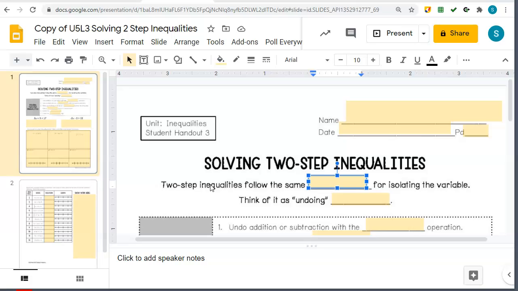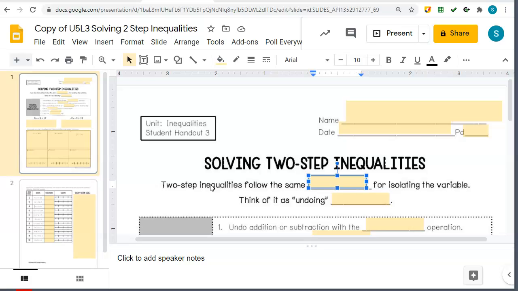Today we are continuing our unit on inequalities. Last time we solved one-step inequalities. Today we're going to solve two-step inequalities. The one new rule that was really important to us, the only thing that's different between solving an equation and solving an inequality, is when we multiply or divide both sides by a negative number, the inequality flips.